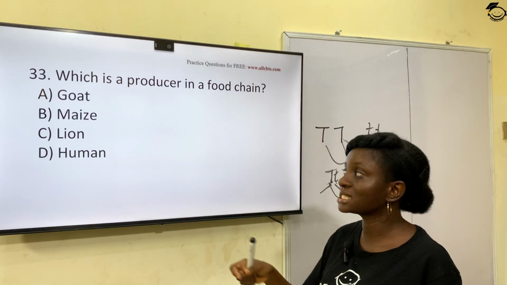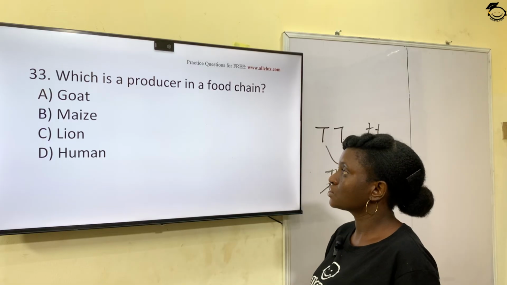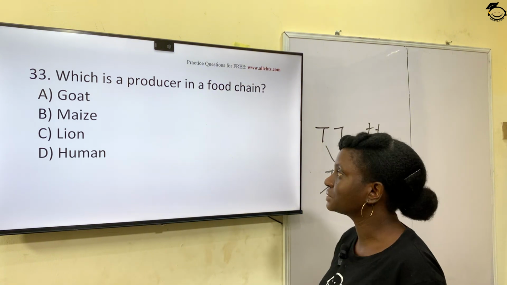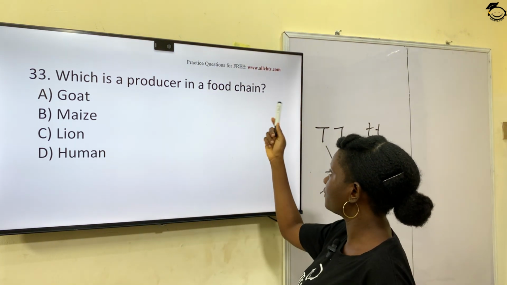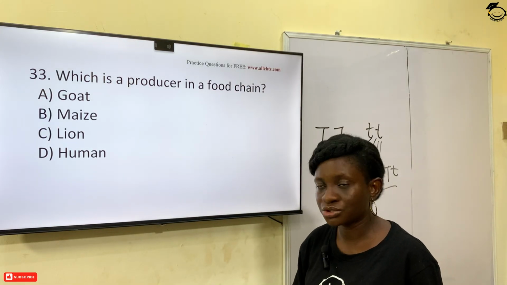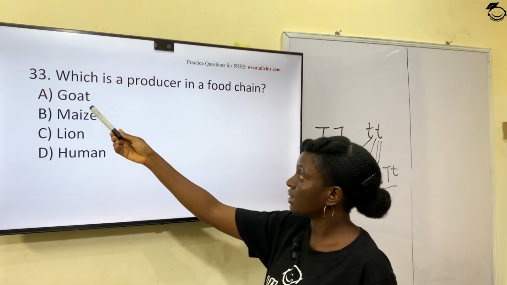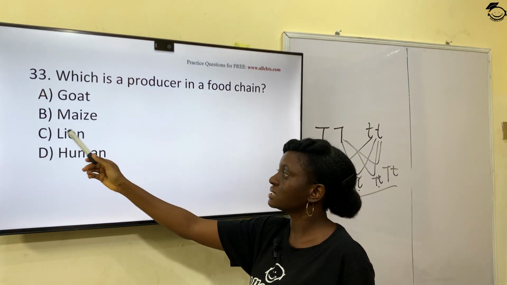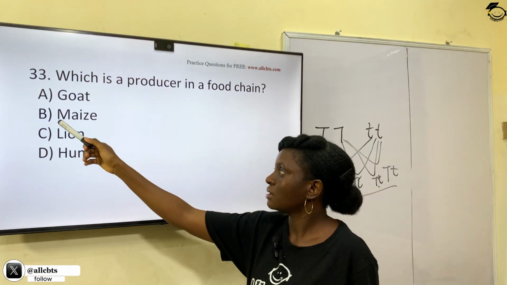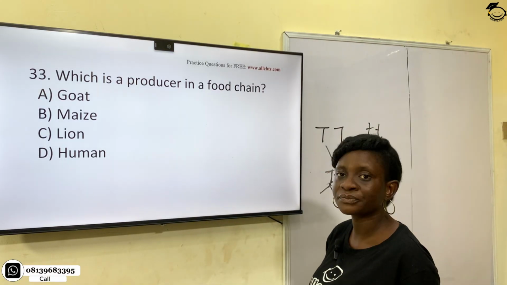Question 33. Which is a producer in a food chain? In a food chain, we have the producer, that's the manufacturer, and the autotrophs, heterotrophs, and the rest. So which is a producer in a food chain? That means manufacturer, they are autotrophs. The examples of autotrophs are plants, right? So, A, goat, B, maize, C, lion, D, human. An example of an autotroph here is a plant, and maize is an example of a plant. Option B is the correct answer.